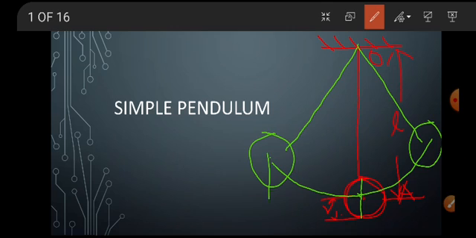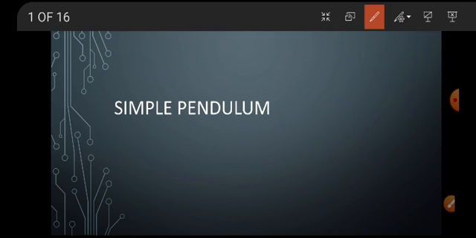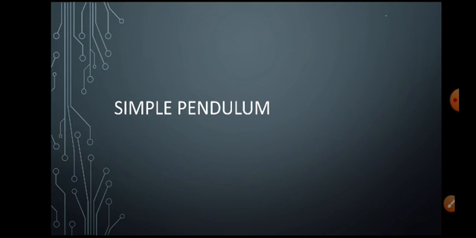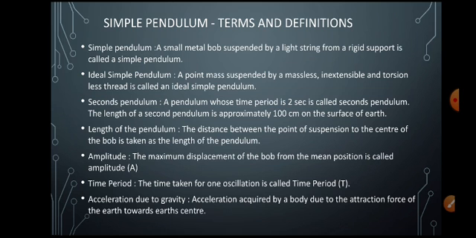So this is the maximum displacement it moves. This is the maximum displacement. This is called as amplitude. The maximum displacement of a bob on either side of the mean position is called amplitude.